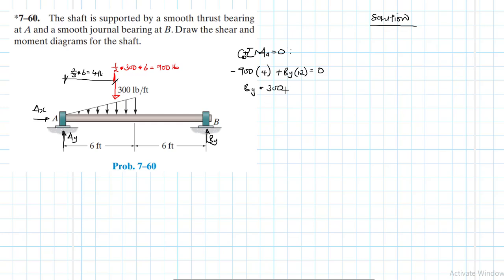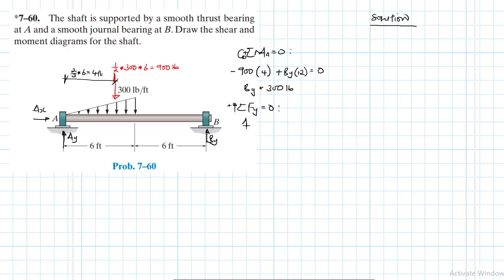All right. So this is 300 pounds, right? Sorry. So this is 300. So 900 by 4 divided by 12. 300, and then summation of forces in the y equal to 0.